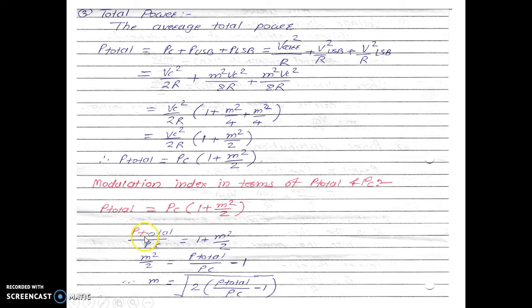Now the total power is equal to PC in bracket 1 plus m square by 2. Simplify it. It becomes P total by PC is equal to 1 plus m square by 2. Now m square by 2 is equal to P total by PC minus 1, and m is equal to square root of 2 in bracket P total by PC minus 1. This is the modulation index in terms of total power and carrier power.